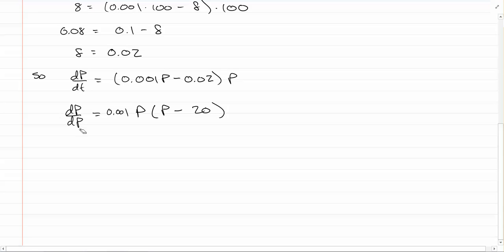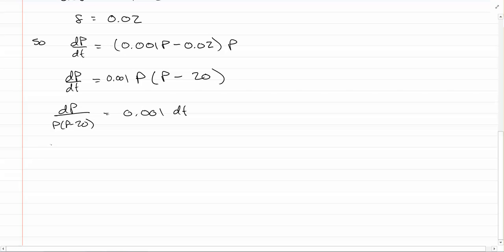Okay, so we are going to solve this by separating variables. Whoops, the denominator there should have been dt. So we're going to get all the p's on one side, all the t's on the other side. Okay, we want to do partial fractions on the left side there.